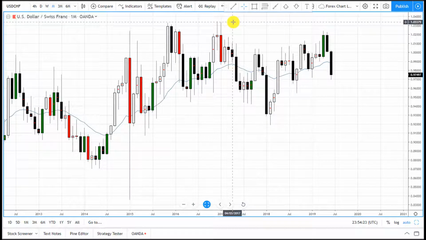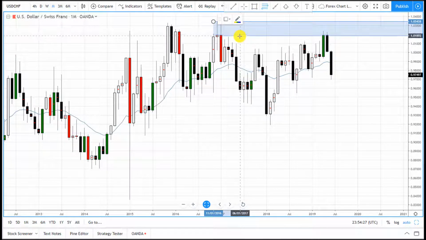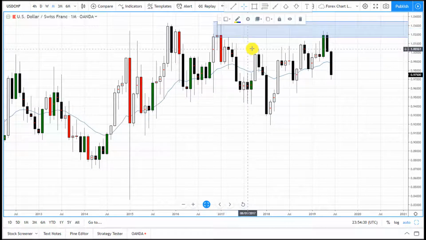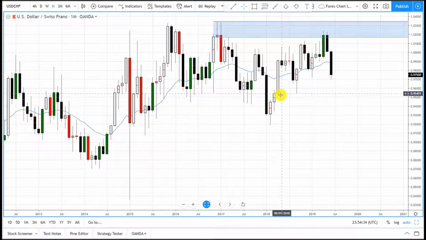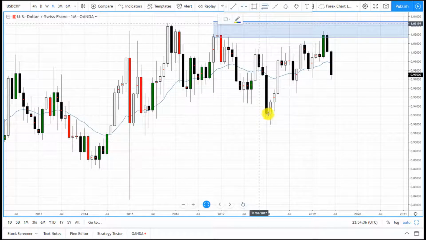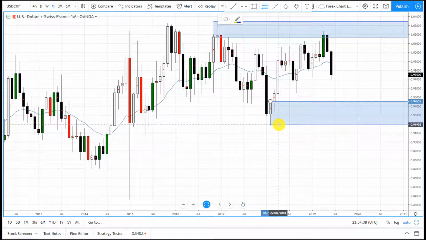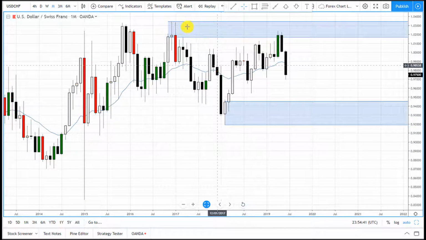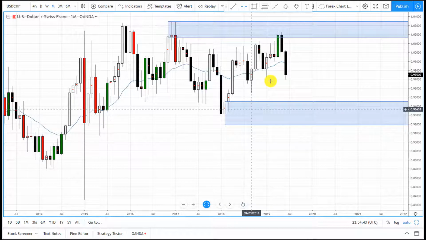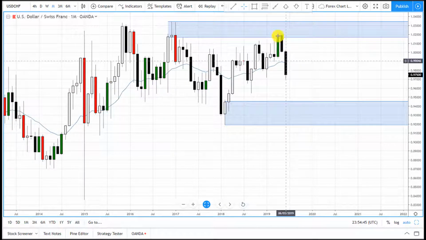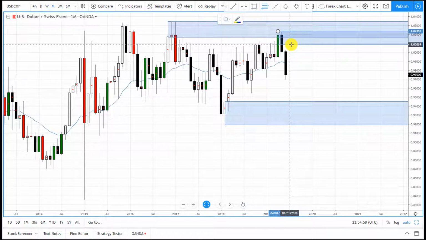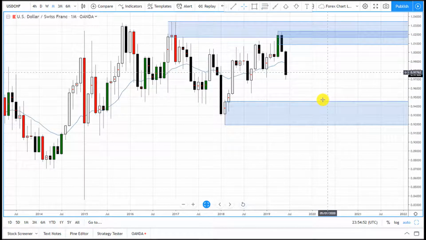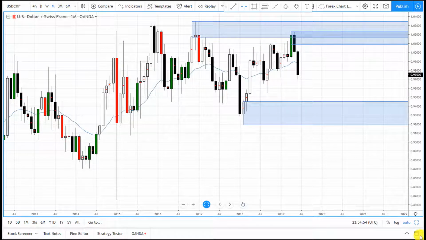So we have this zone right here, a supply zone, that is controlling price right now. Then we have a demand zone here, and then a new supply zone here. Okay, that's what we have on the monthly.